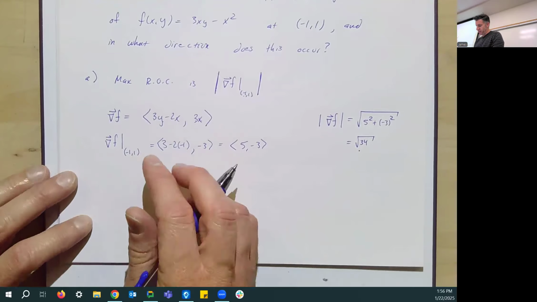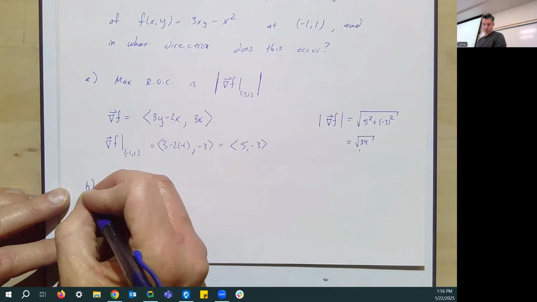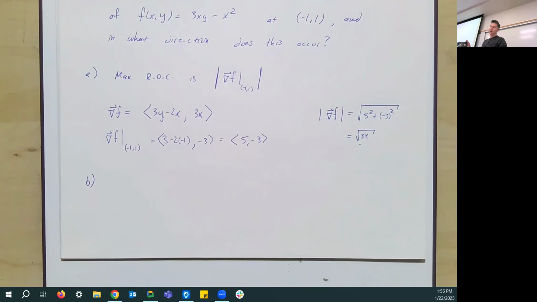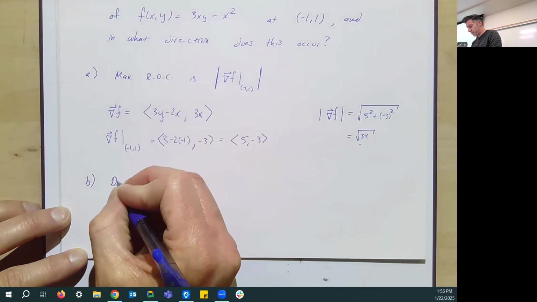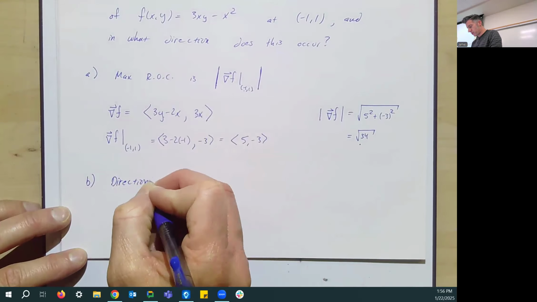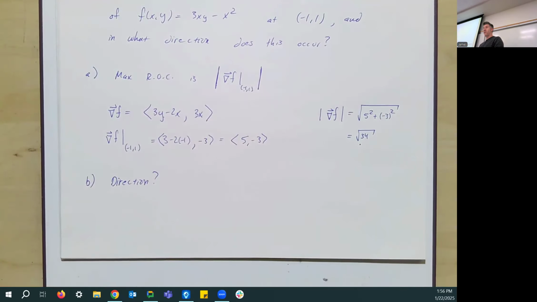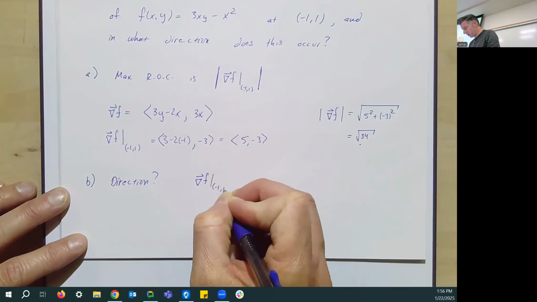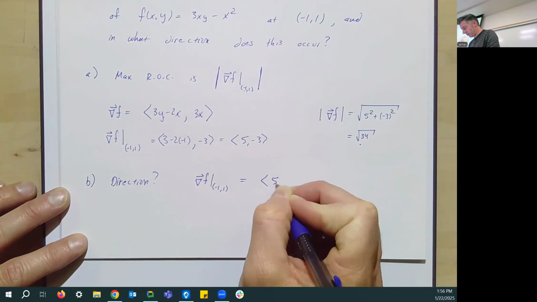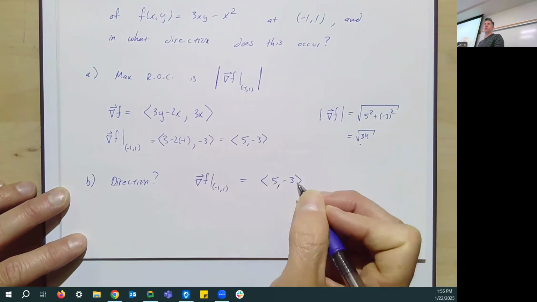On the other hand, or I should say additionally, if we're asked the second question, there's a number of valid ways to answer the question. It really depends on what someone is asking for. So if we're asking for the direction, well, the direction is just the direction of the gradient. So you can just say the direction is going to be the vector 5, -3. That tells you which way to go.